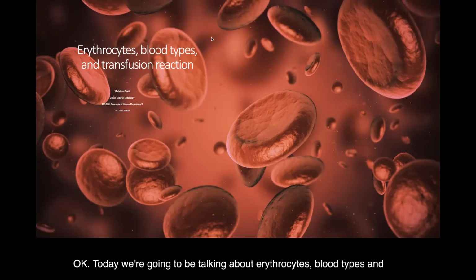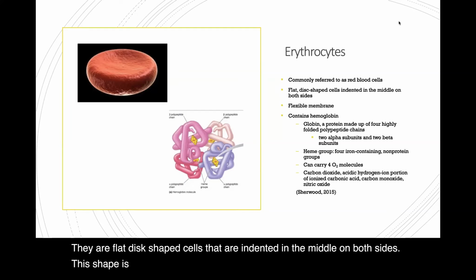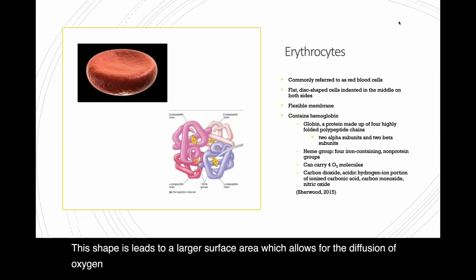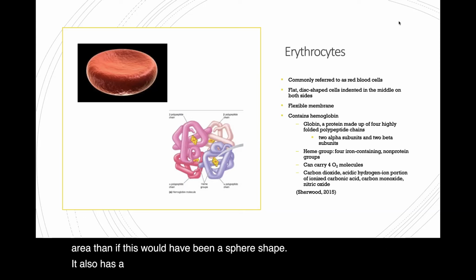They are flat disc-shaped cells that are indented in the middle on both sides. This shape leads to a larger surface area, which allows for the diffusion of oxygen from the plasma across the membrane. It allows for more surface area than if this would have been a sphere-shaped cell. It also has a flexible membrane. This allows for them to travel through the narrow capillaries in your venous system without damaging themselves.